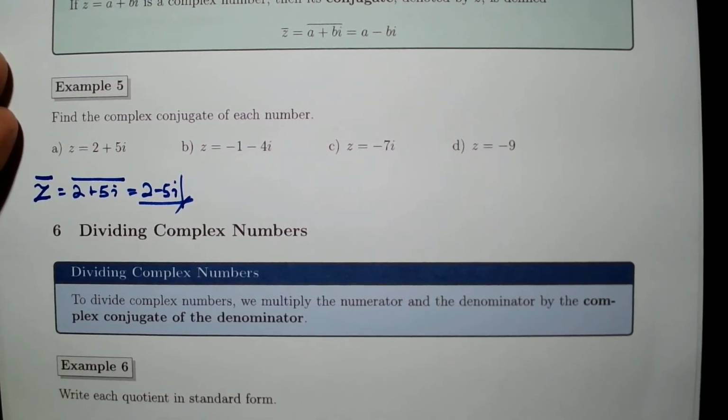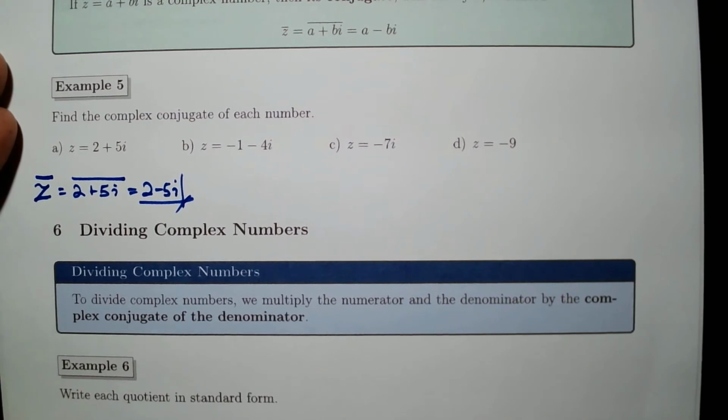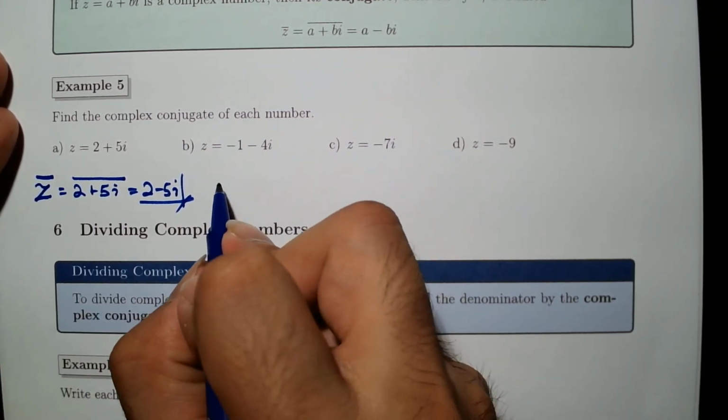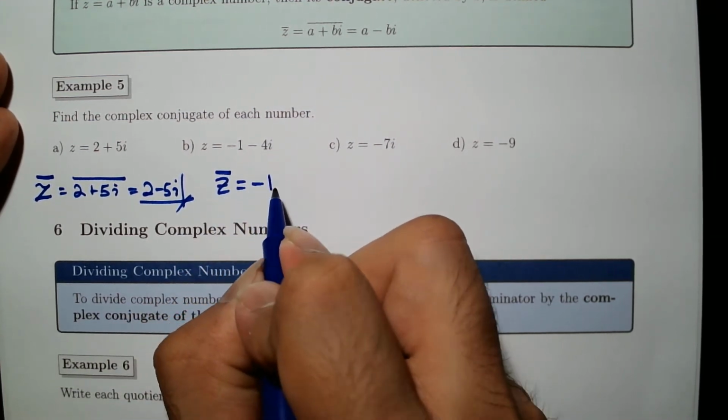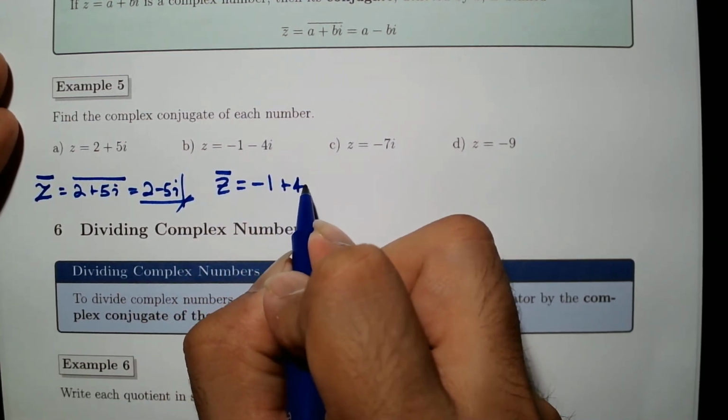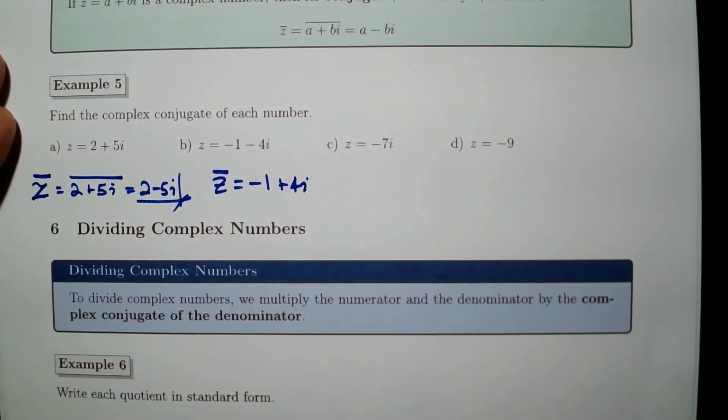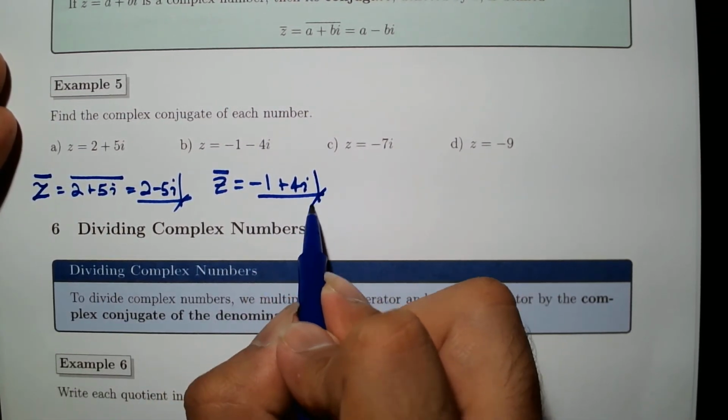Right? All we do is change the sign of the imaginary part. z bar is negative 1 plus 4i. I'm not going to do the bar over here. I'm just going to go straight to this.